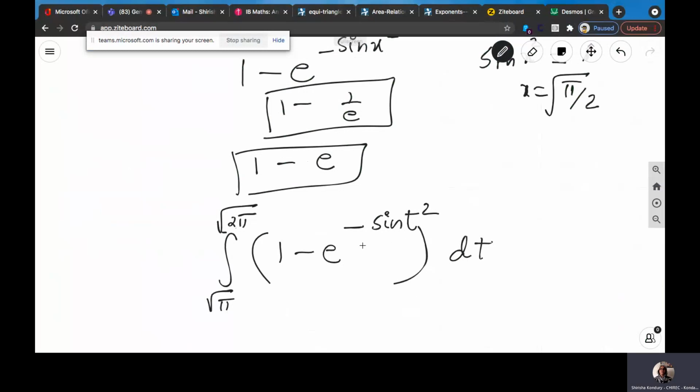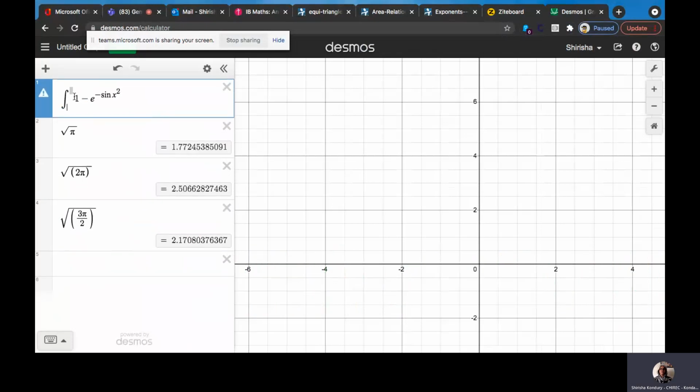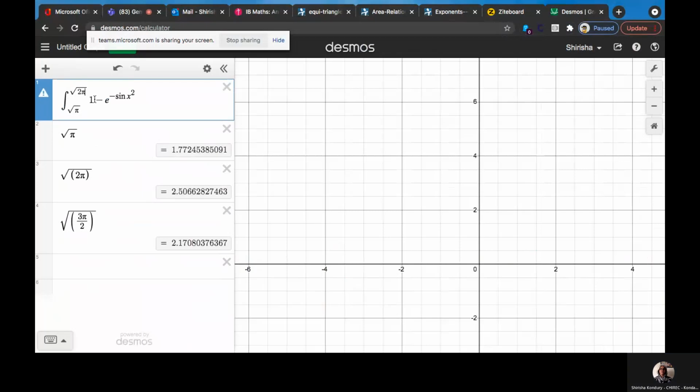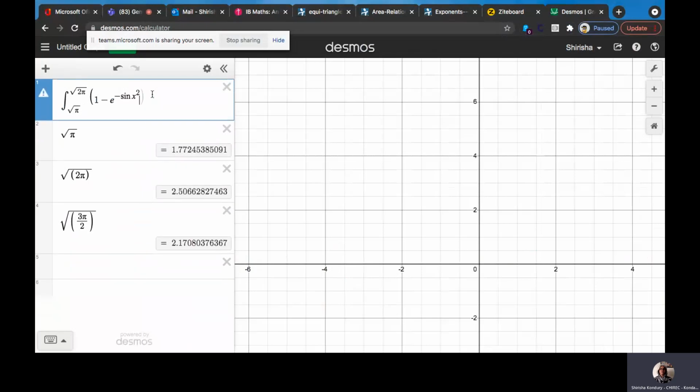Again, I cannot solve this integral without the calculator, so I'm simply going to put it on the calculator. I have to integrate this from square root of pi to square root of 2 pi. Make sure you put the brackets and dx. So the distance traveled is, I'm getting minus. What does that mean? Well, I'm not going to worry about the minus sign. I will simply think of it as the positive value, or take the modulus of the answer.